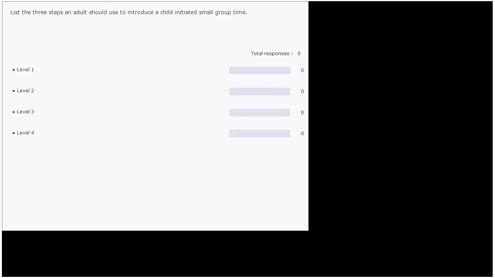List the 3 steps an adult should use to introduce a child-initiated small group time. Get your votes in. Are we asking for their opinion, or are we asking for something else? We're asking for content again. Absolutely right, which makes it a level 2, what they learned about. They learned about these steps, and we're asking them if they can list some of them. Next one.